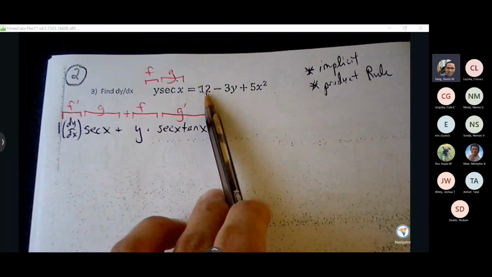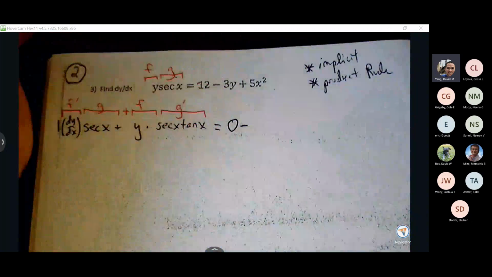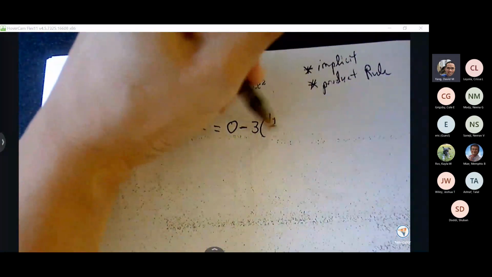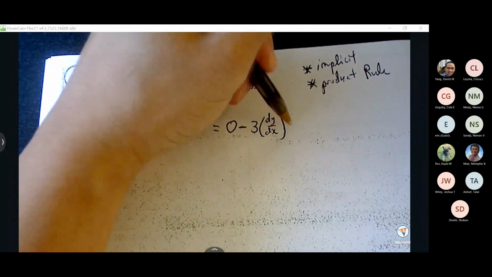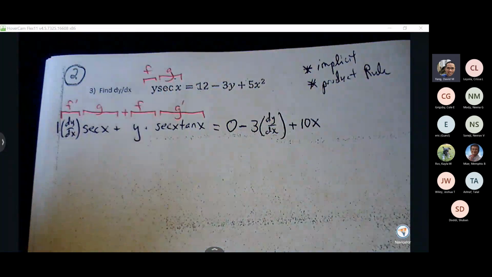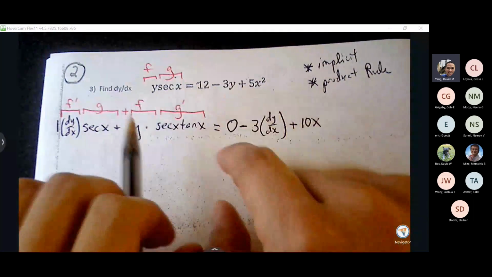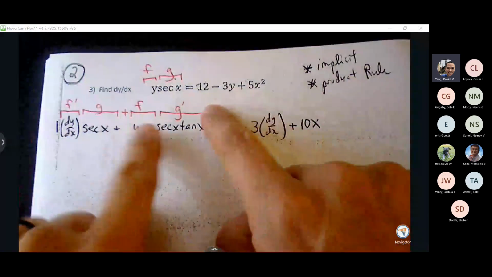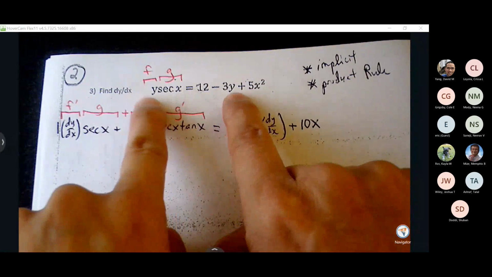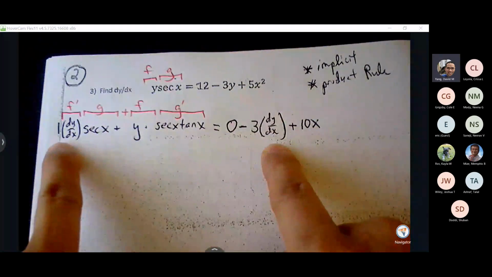12 becomes 0. Negative 3y becomes negative 3 dy/dx. And then 5x squared becomes 10x, right? So a good indication as to making sure whether you've collected all your dy/dx's: look at your original equation. How many y's do you see? 2. So you're expecting 2 dy/dx's, and we do get that.